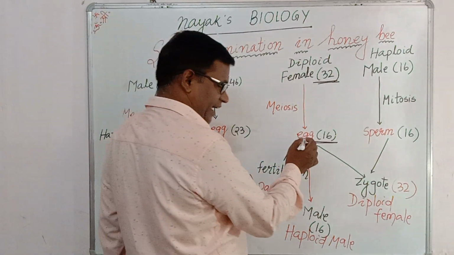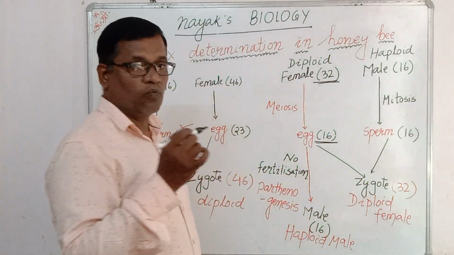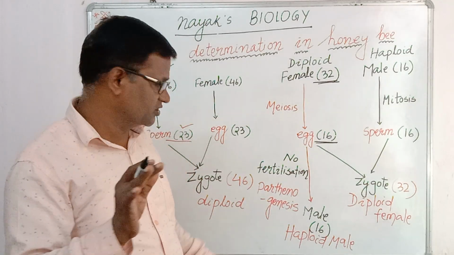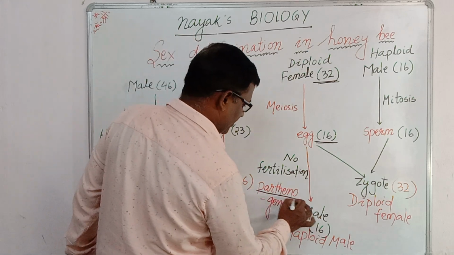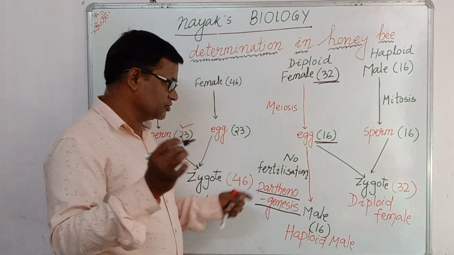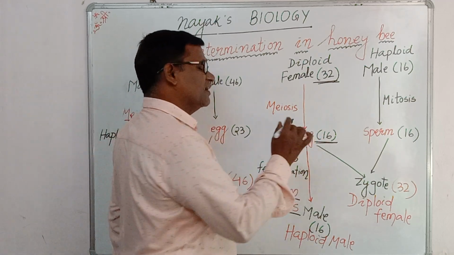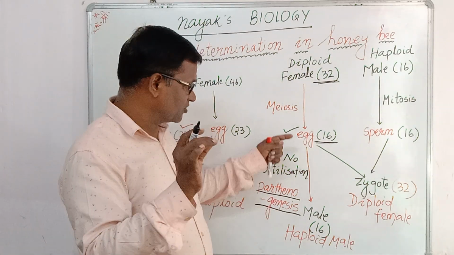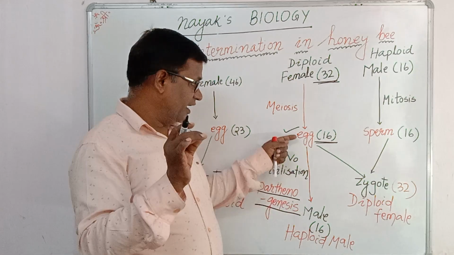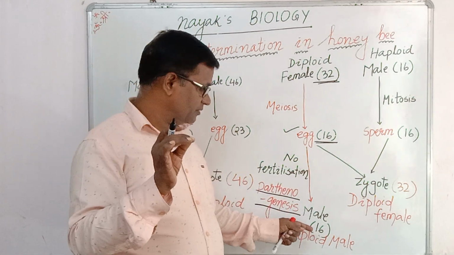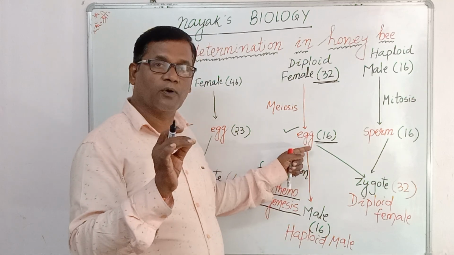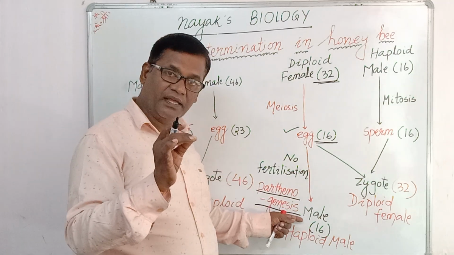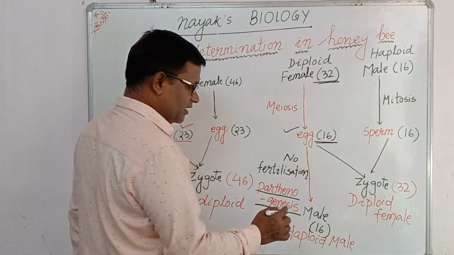After the formation of the egg, what happens? Suppose fertilization has not occurred, which we call parthenogenesis. Parthenogenesis means when the egg cell is not fertilized by the sperm cell. When parthenogenesis occurs, the egg cell develops into a male having 16 chromosomes, because it is not fused with the sperm. When it does not fuse with the sperm, the same number of chromosomes is maintained in the male, which is 16, and this is called a haploid male.